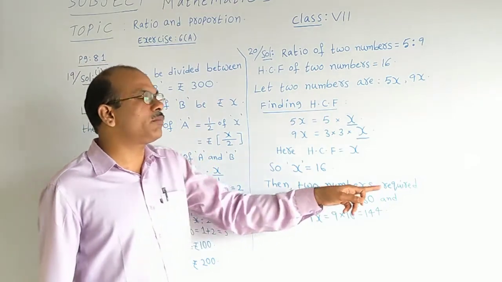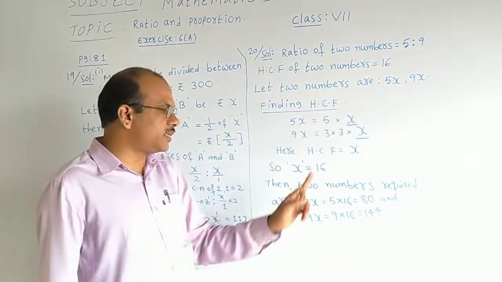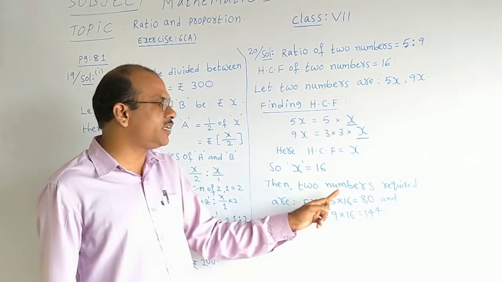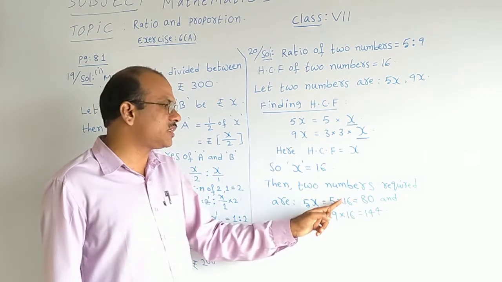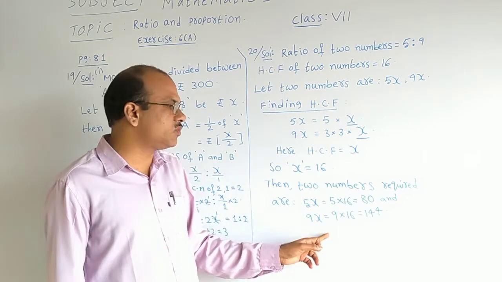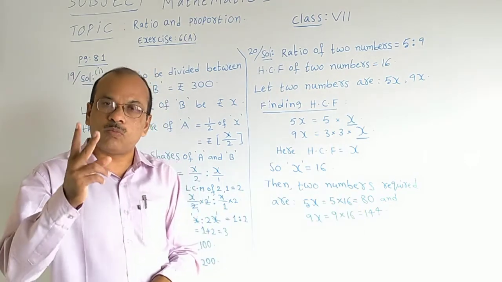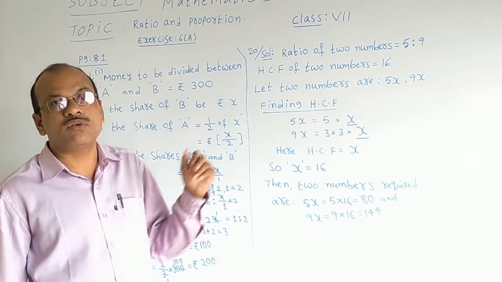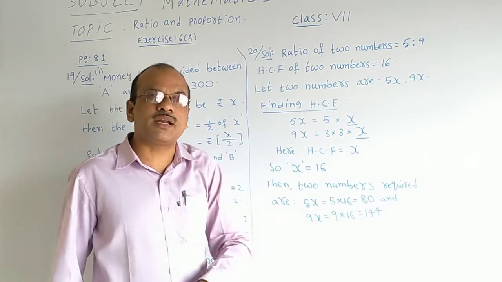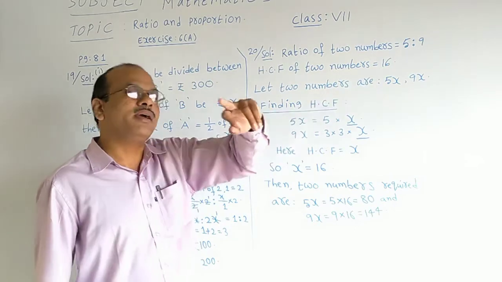Now the two numbers required are, first number we said 5x, next number we said 9x. 5x is nothing but 5 into the x value 16. 5 times 16 is 80, and 9x, 9 into 16, gives you 144. So 80 and 144 are the numbers we have to get. Those two numbers are in the ratio 5:9. If we find their HCF, we will get 16 as they said.